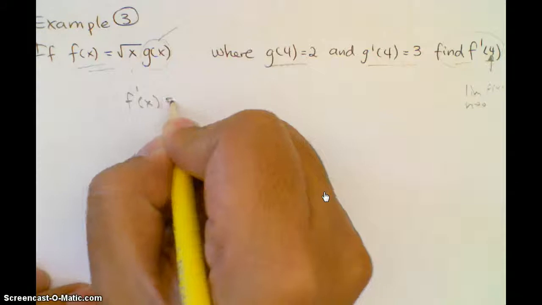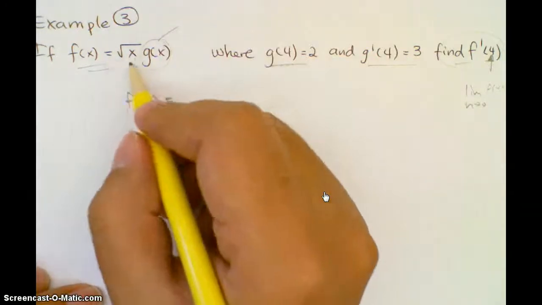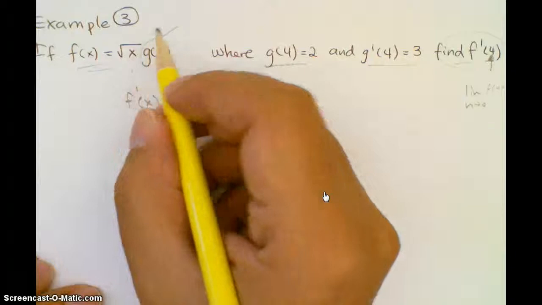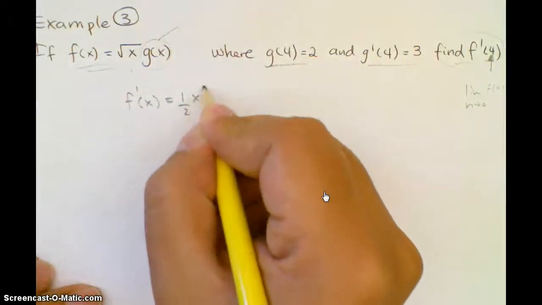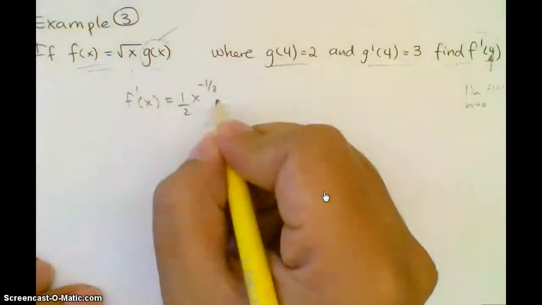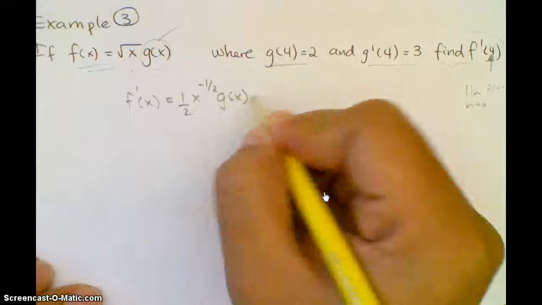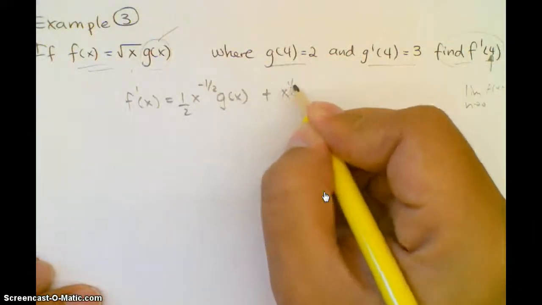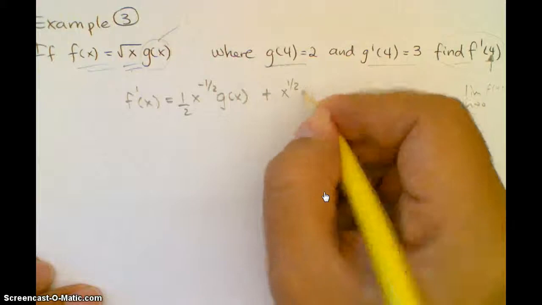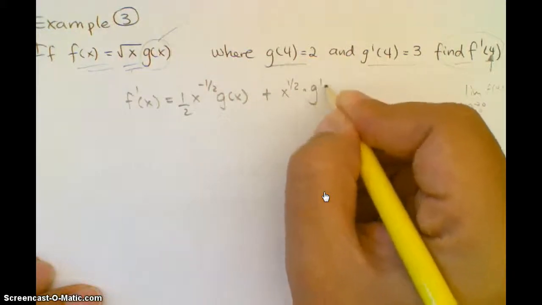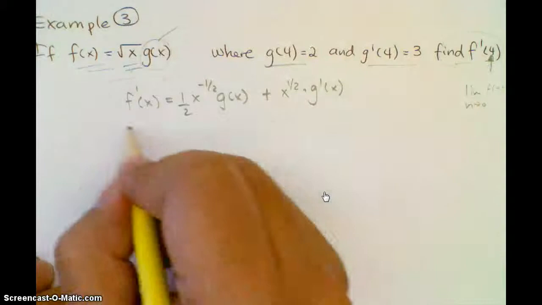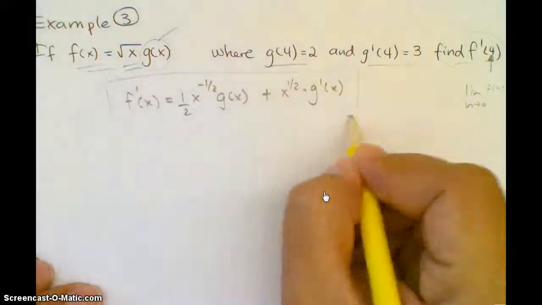So f prime of x will be the derivative of the first one, which, if this is x to the 1/2, will be 1/2 of x to the negative 1/2 times g of x, plus x to the 1/2, that's the first one, times g prime of x. Okay, so this is what f prime of x is.